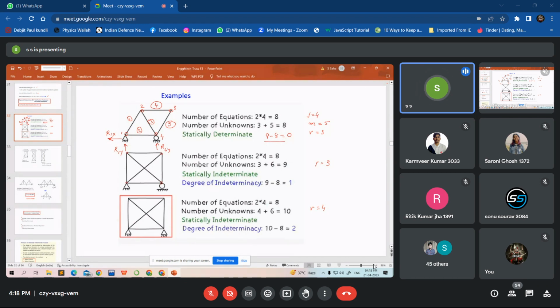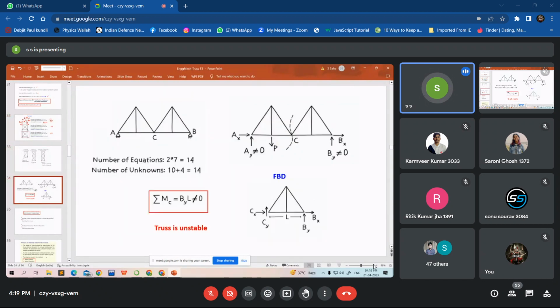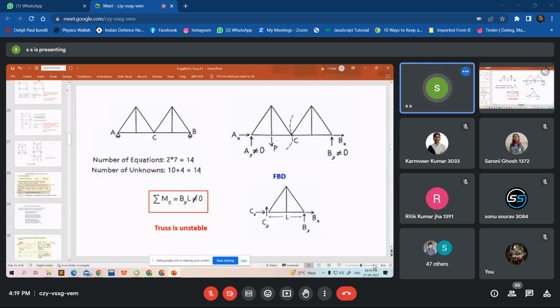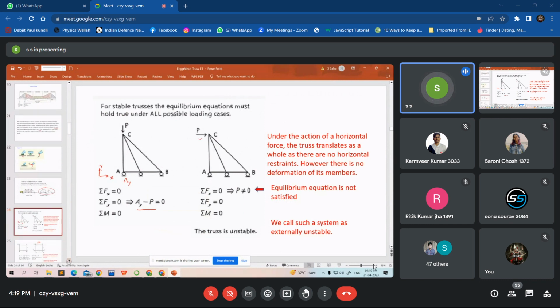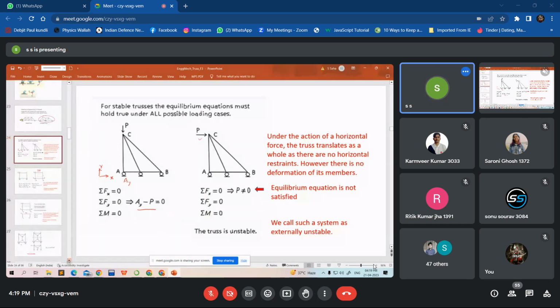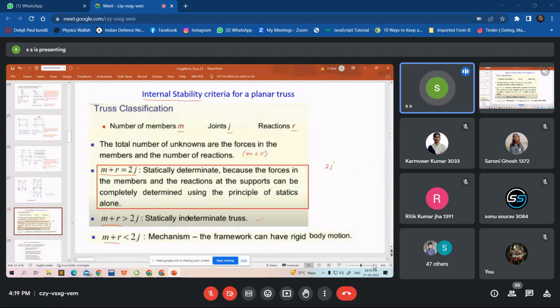So m plus r is greater than 2j. The number of unknowns is 9. I'll just explain what it means, if you want to understand the genesis, the origin, the principle behind this equation. Your number of unknowns is m plus r, and the number of equations is 2 into j.